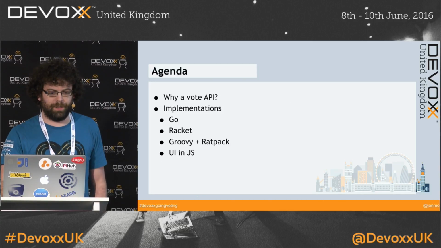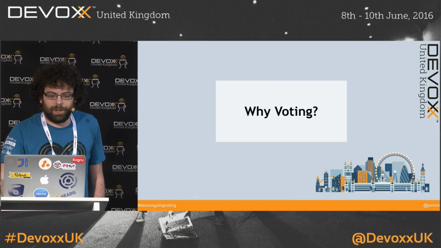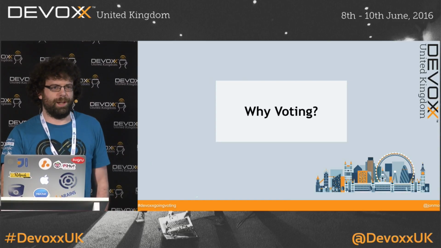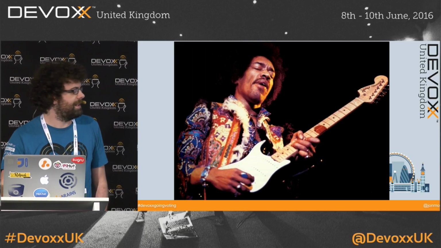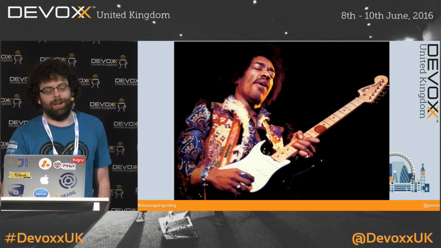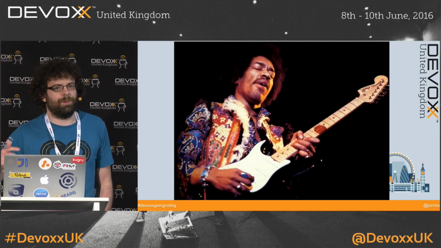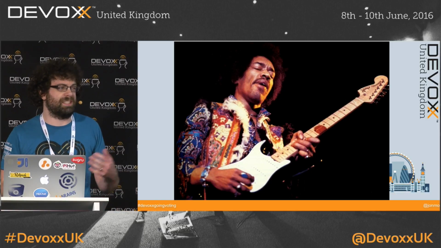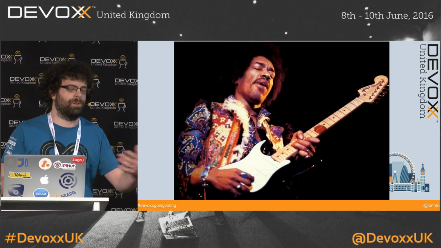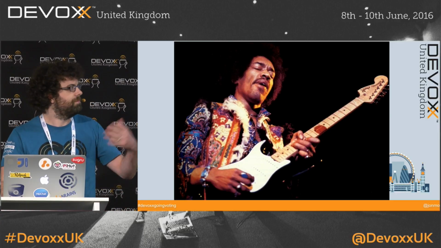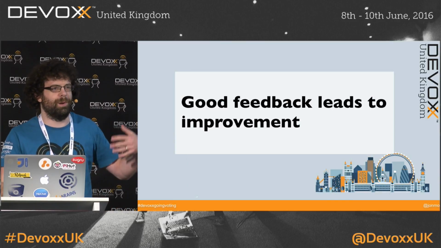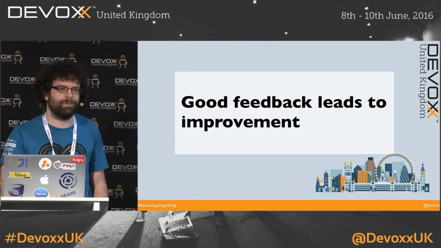So it's a quick look through what we're going to look at. We're going to look at why we needed an API, and then have a look at some of the implementations that we went through. So first, why do we need voting or rating as part of a conference? Well, feedback is the key thing. When you're writing code, you develop a really fast feedback cycle. It's exactly the same when you're putting on a conference. You want to know what talks are good. What did people enjoy listening to? What didn't they? Feedback is the answer, because good feedback leads to improvements.